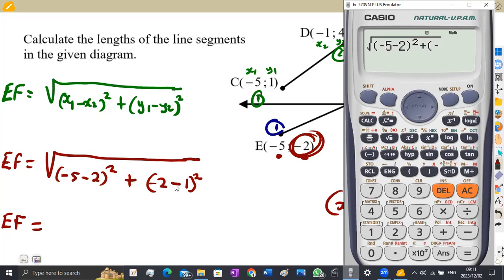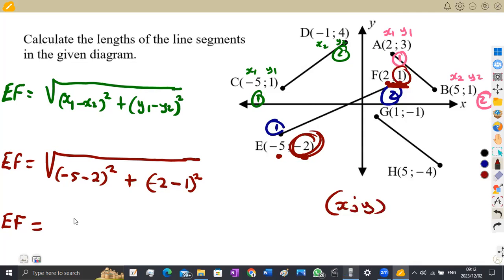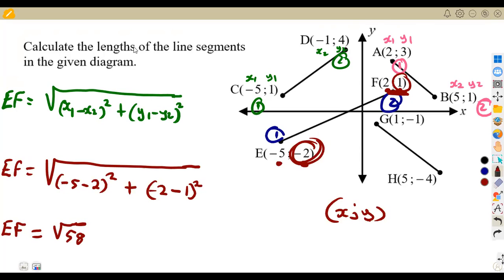-2 like this. Then -1, we are subtracting 1. All right, so that's -2. Then -1. Then you square this. All right, so this is going to give us the square root of 58. That's the square root of 58. So we are going to obtain the square root of 58 units, which is the length of the line segment EF.